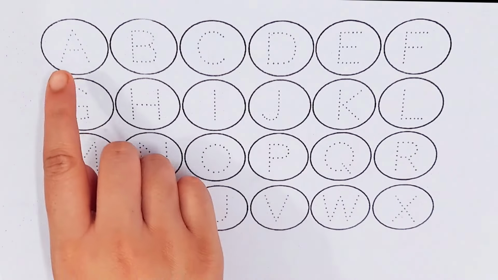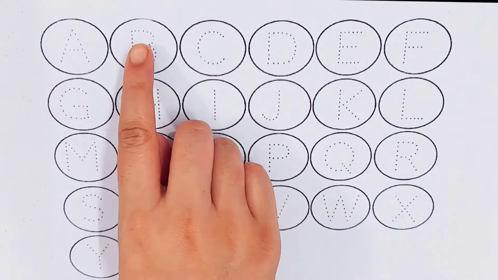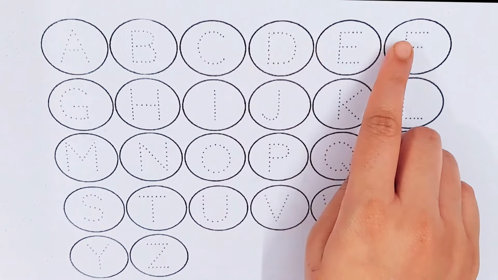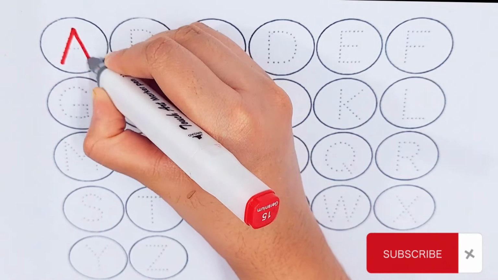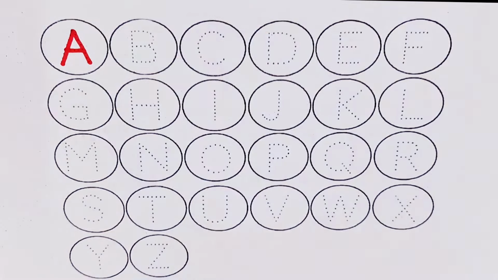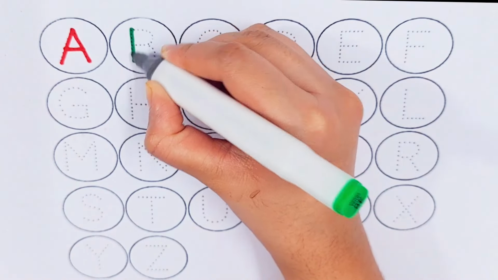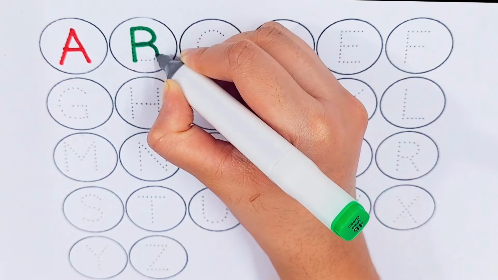Today we will try to learn some alphabets. A, B, C, D, E, F. A. A for avocado. B. B for box.